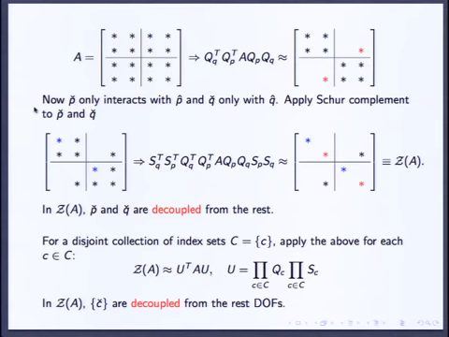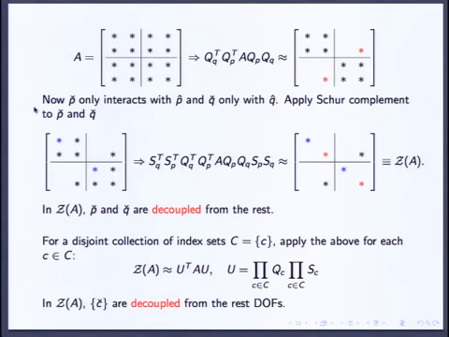We call this final matrix ZA. If you look at this matrix ZA, the blue degrees of freedom correspond to P check, the redundant entries in P, and this is Q check, the redundant entries in Q. They do not interact with anything else, so they appear totally decoupled from the rest of the degrees of freedom. This is what I wrote down here.